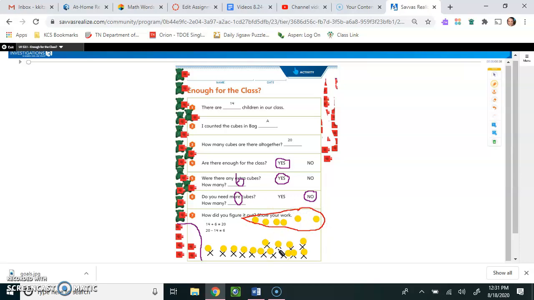Here's what I don't want to see down there. Nothing. I don't want to see nothing. I just want to see how you figured it out. Whether you need to show me in equations or you need to show in a picture, however you want to show me how you figured it out. Do not leave that blank.